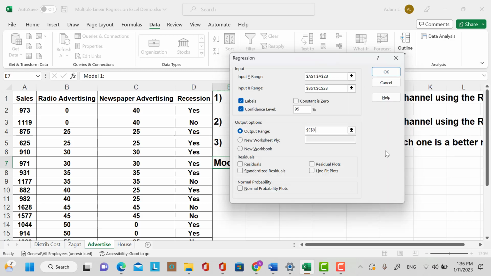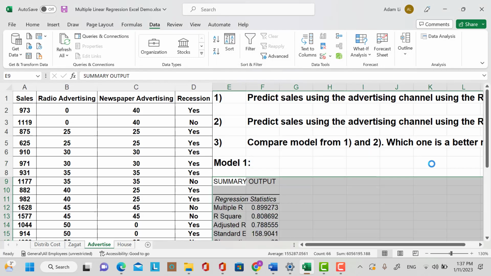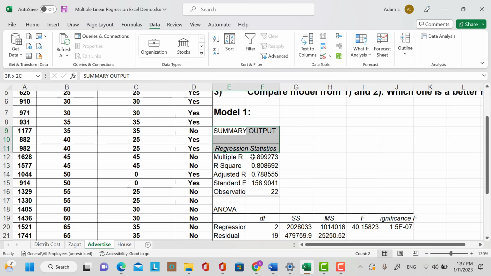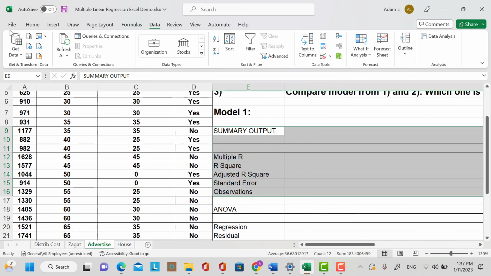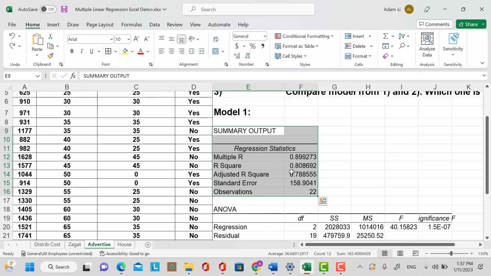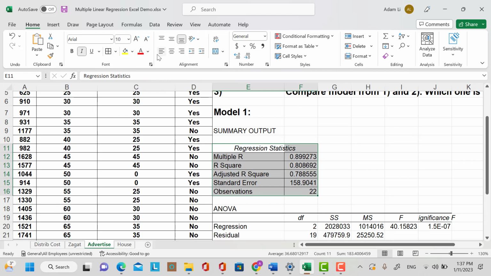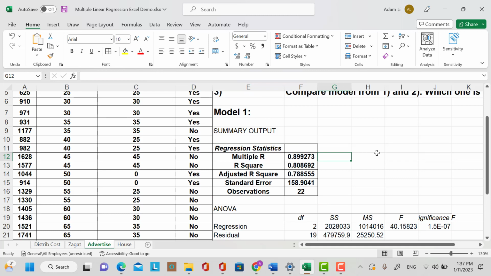Scroll back, and if you want, you can get a residual plot, but that's not needed, so I will omit that. Click on OK. We're going to see all the Excel outputs. First of all, we're going to see the summary output. Let me quickly format this. All borders, center, and border. All right, so let's start with the multiple R.